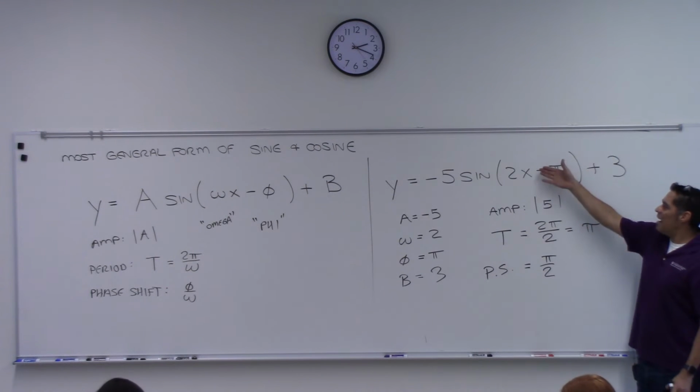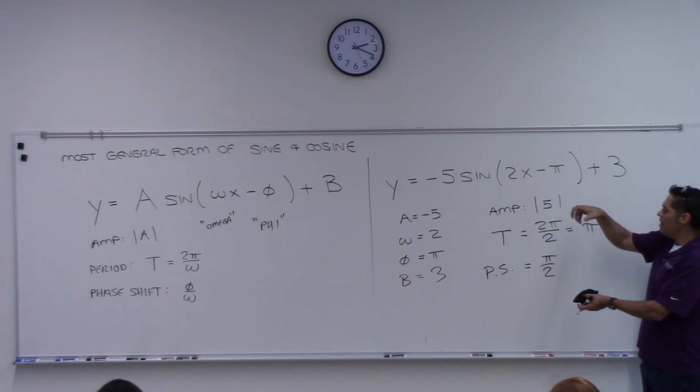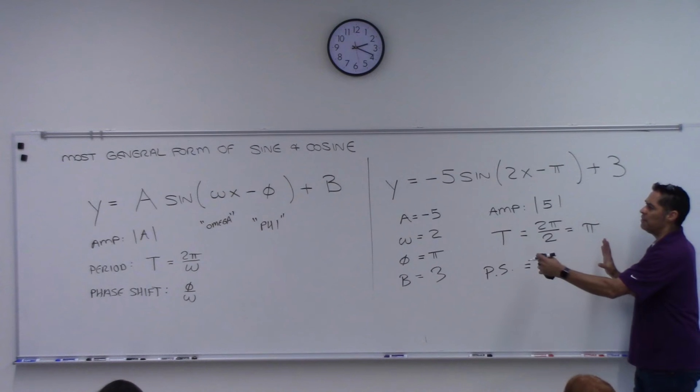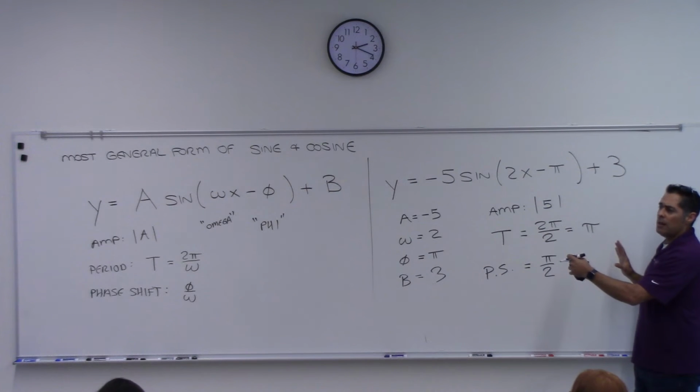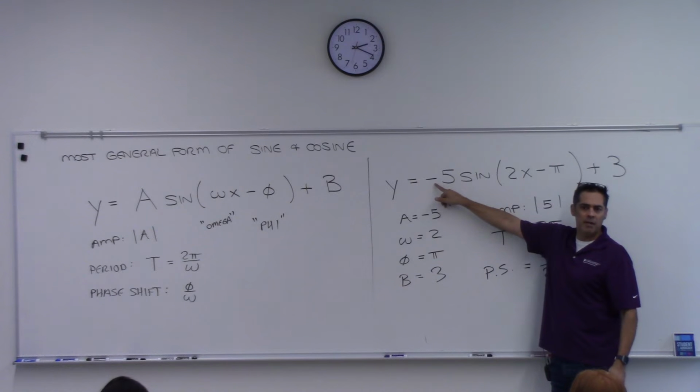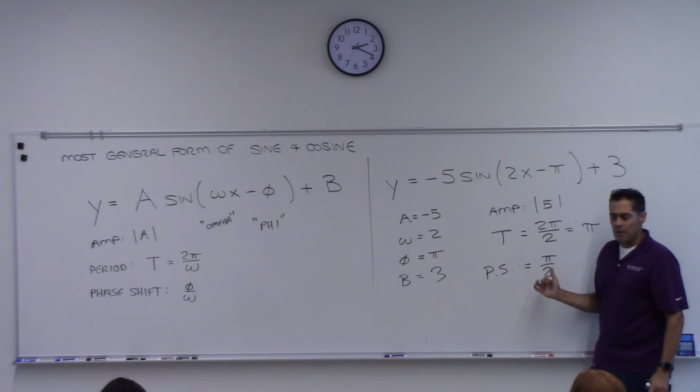All right, so this is like a sine function that has an amplitude of 5, a period of pi. The phase shift has been moved pi over 2, and the whole thing's been flipped over, but we didn't mention that yet, all right?